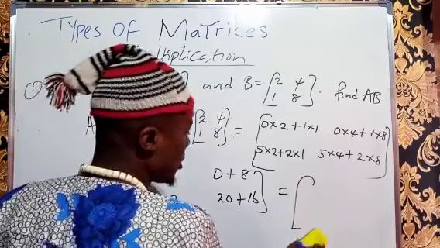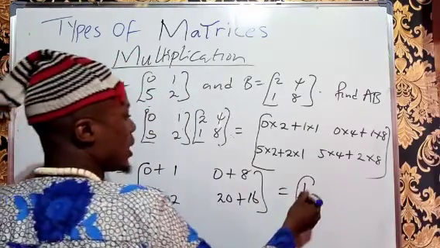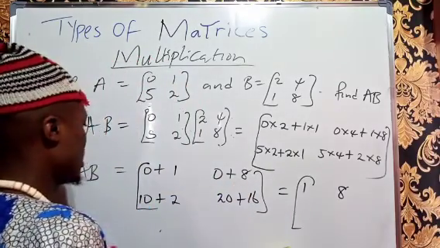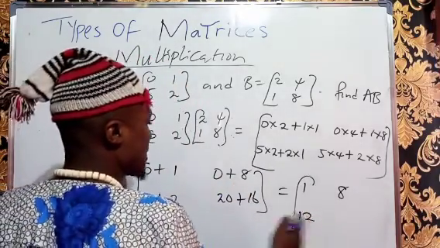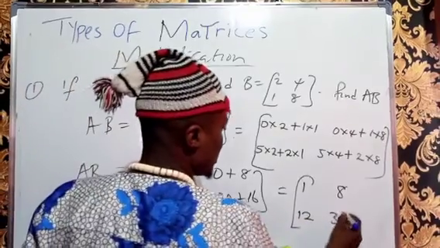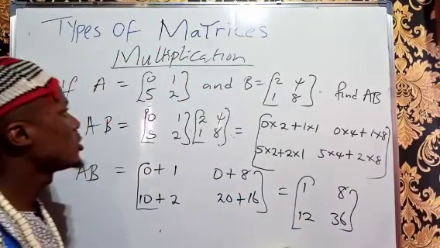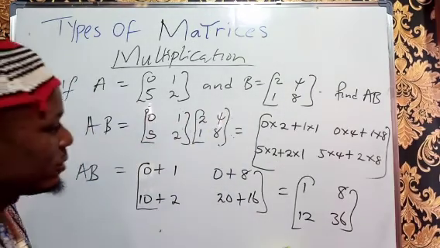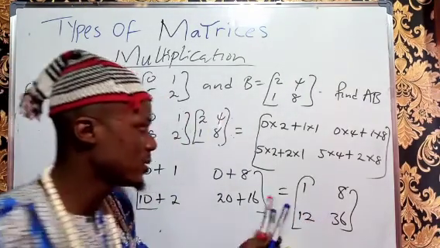Alright, so this sums up to 0 plus 1 is 1. 0 plus 8 is 8. 10 plus 2 is 12. And 20 plus 16 will give us 36. So the product of this matrix A and this matrix B will still give us 1, 8, 12, and 36.